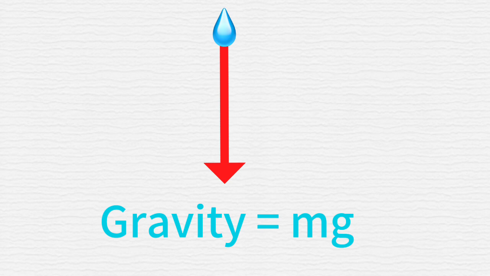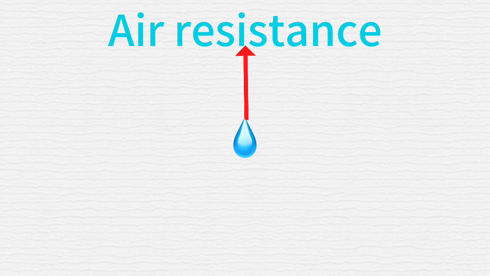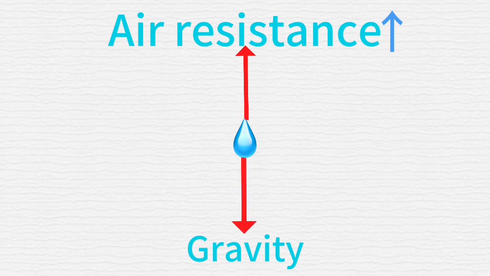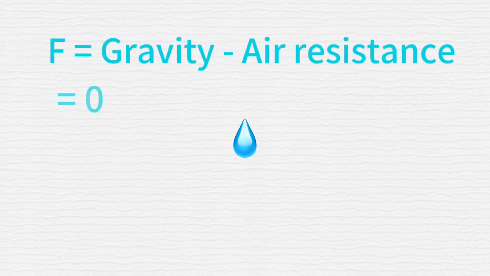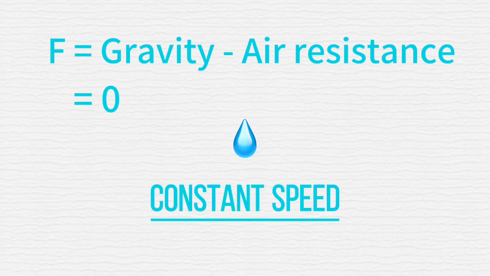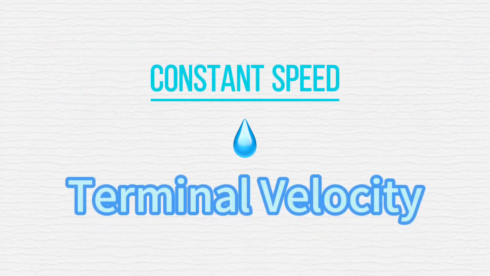When it first starts to fall, gravity pulls it downward, causing it to accelerate. But as it speeds up, it also experiences air resistance pushing against it. This air resistance increases with speed until it matches the force of gravity. When these forces balance, the raindrop stops accelerating and continues to fall at a constant speed. This speed is what we call terminal velocity. It's like nature's way of setting a speed limit for falling objects.